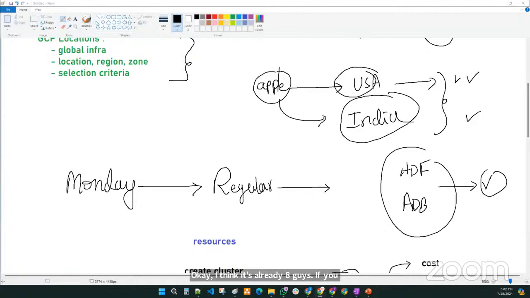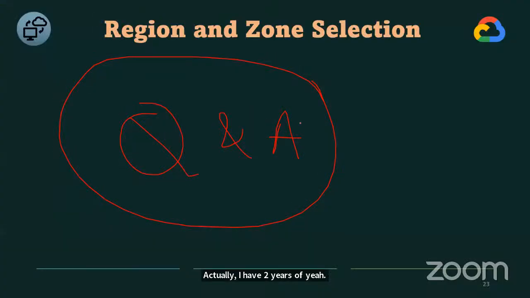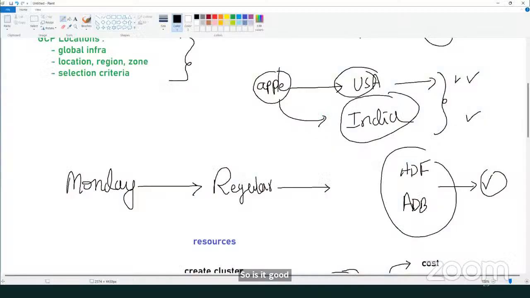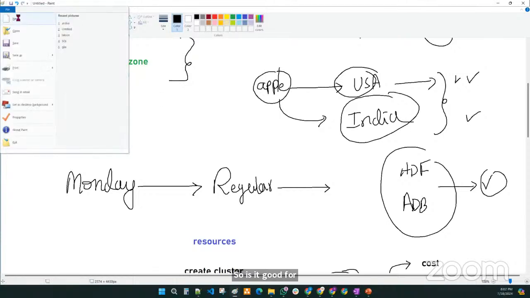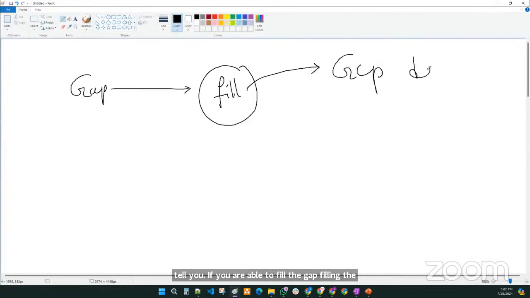Yes, one question. Priyanka, I have a 3-year gap, so is it good for me to do this? See, whatever the gap you have, I'm going to tell you one thing, guys. Those who have a gap, you already know how to fill it. I don't need to tell you. If you are able to fill the gap by saying that you have worked on GCP data engineer, you go for the interview.